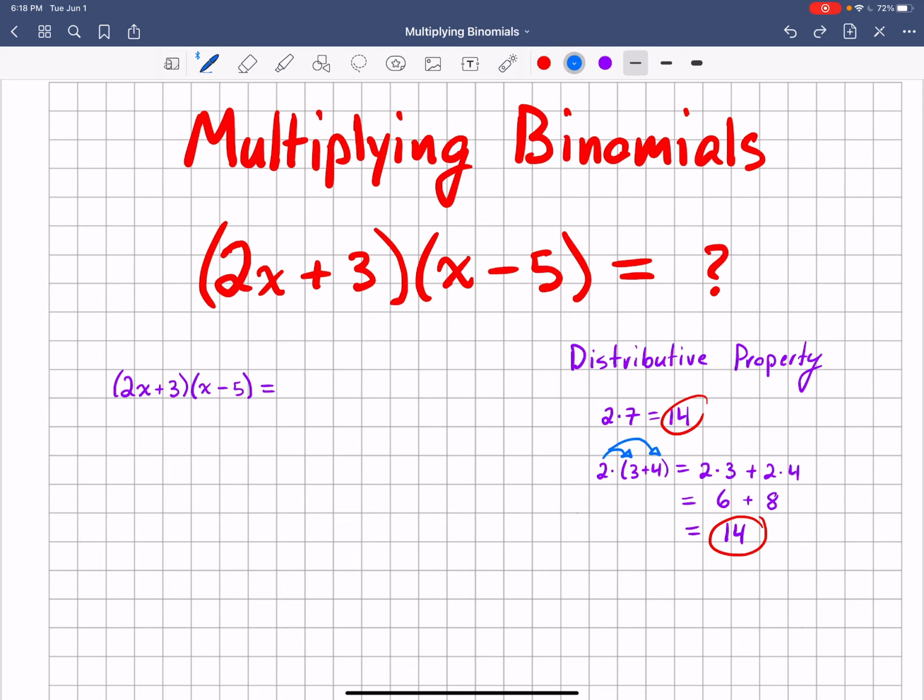Now, taking a step back and looking at this larger problem, these are two numbers, albeit there are variables here. At some point, that variable is going to be a number, and we want to multiply these before we add and subtract. So we're going to have to use a version of the distributive property. I'm not going to walk you through the reasons that this works, but I'm going to show you how to use this property to multiply 2x plus 3 times x minus 5.